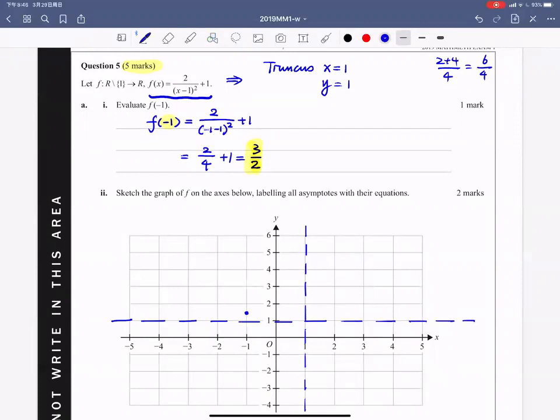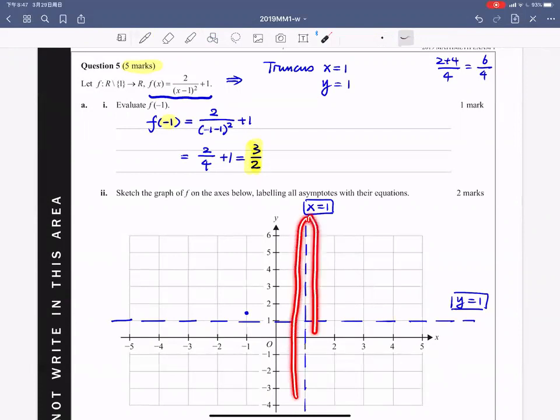Okay, now it's time to label all asymptotes with the equations. Because I know a truncus will be symmetrical around its vertical asymptote, for this point here, another point on this truncus will be here. Therefore, I will mark in this symmetrical point. Of course, I do need to take care of some important points like axial intercepts.